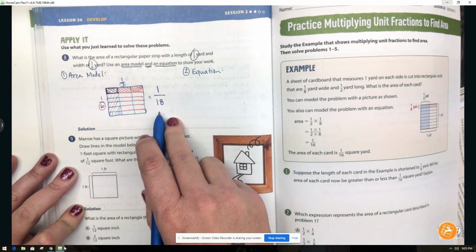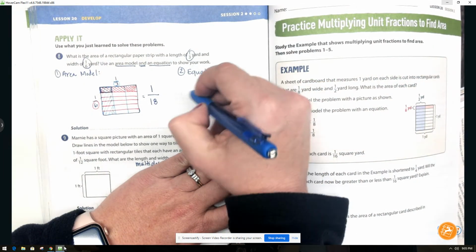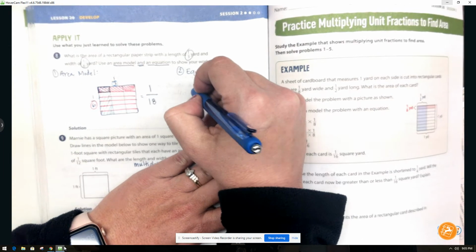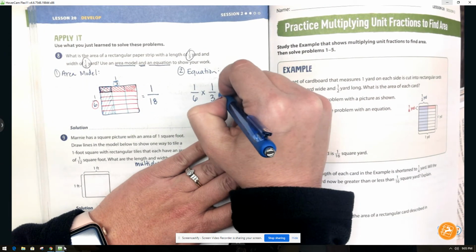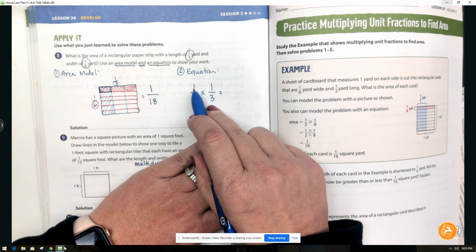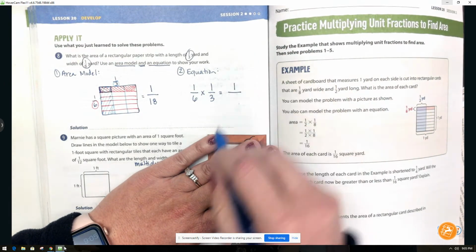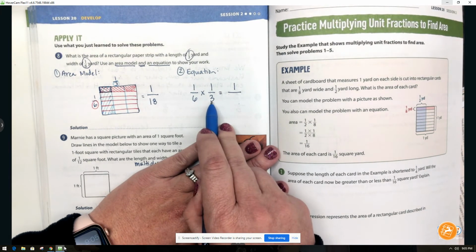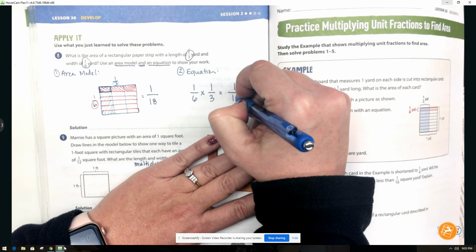So the answer is 1/18. But just to check our work, we're going to go ahead and write out an equation. What is 1/6 times 1/3? Well, when we multiply our numerator times our numerator, 1 times 1 is 1. And when we multiply denominator times denominator, 6 times 3 is 18.